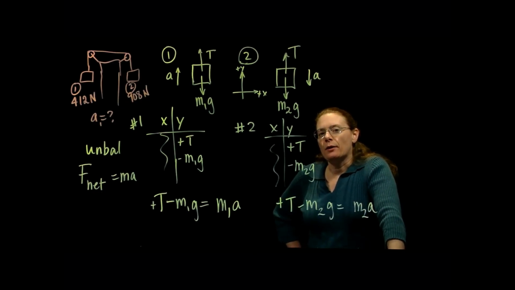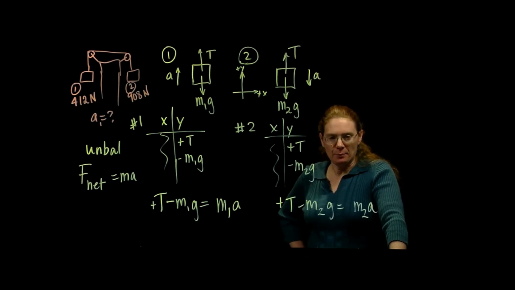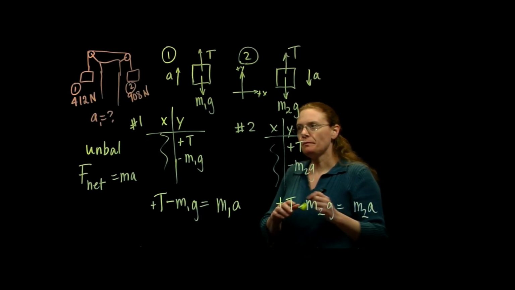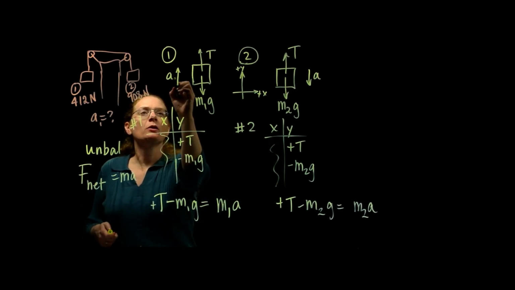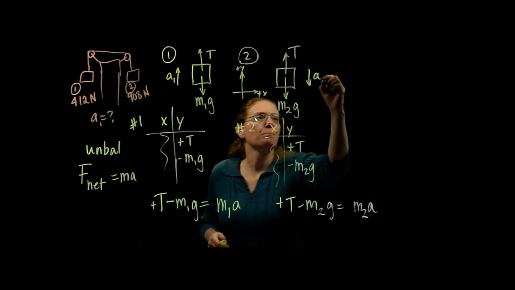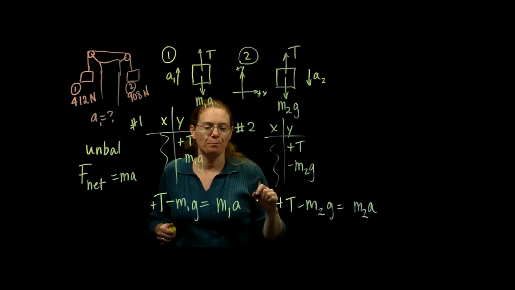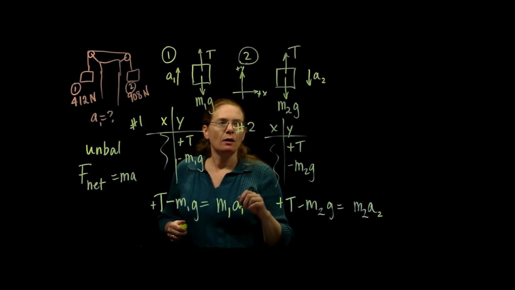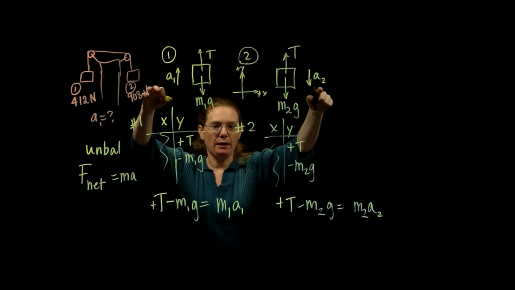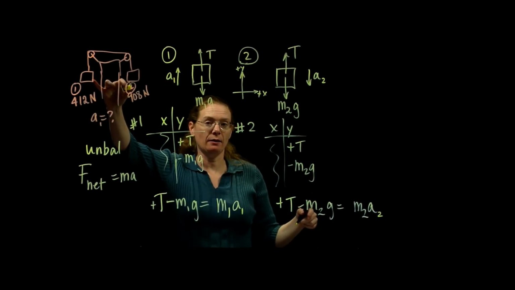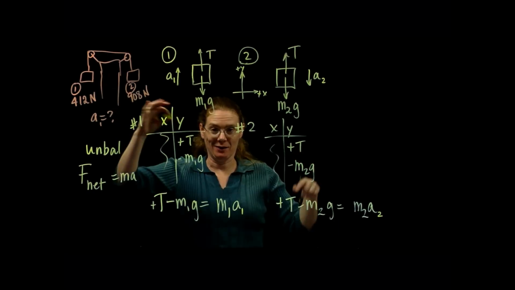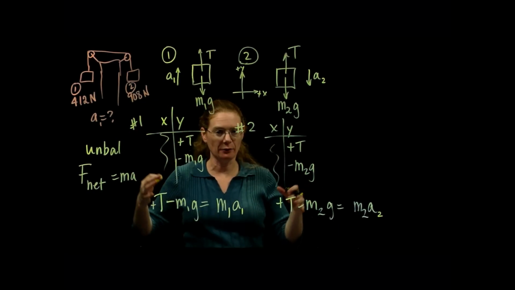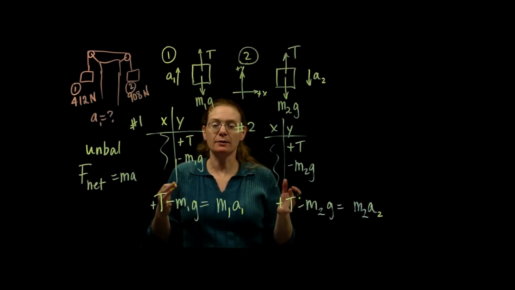We have to take into account something special when we have connected objects. We have to think about the direction of the accelerations. And there's a couple ways you can do this. You can say this is acceleration of number 1 and this is acceleration of number 2. If you do that, we need to ask: are these two accelerations related? Well, since the objects are tied together, they'd better be moving at the same acceleration. They have the same motion, so their velocity is the same, acceleration is the same.